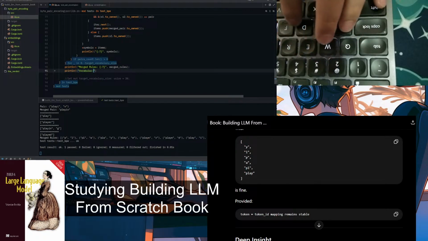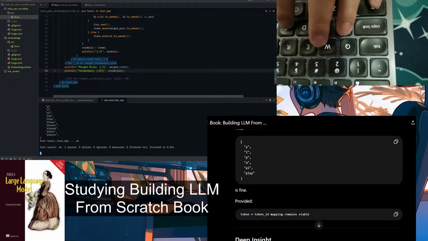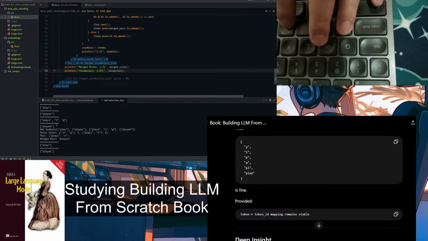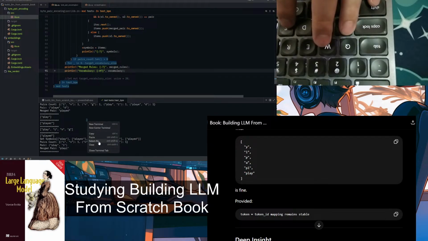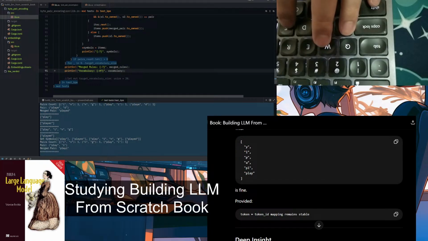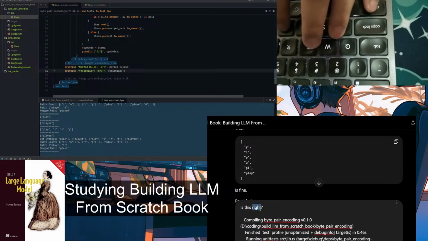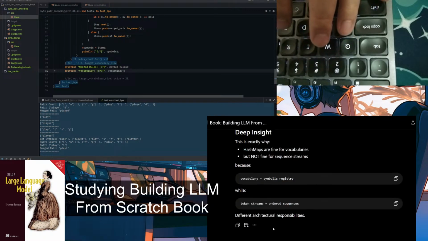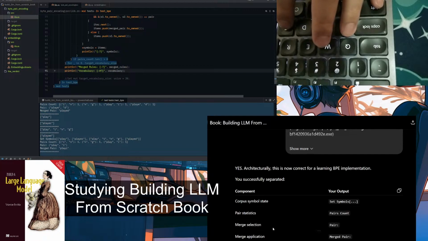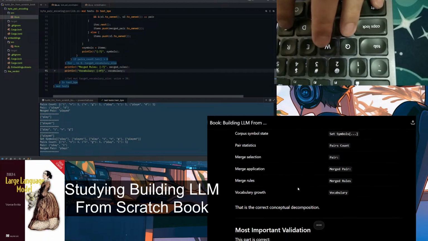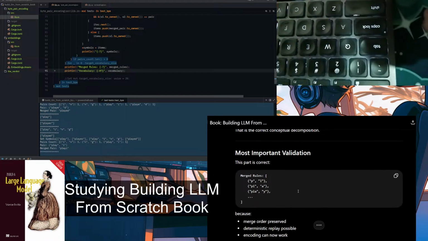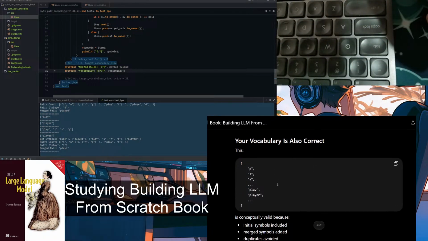Vocabulary. Yeah, so this is my vocabulary. Let's try to submit. Is this correct? This is right. I mean correct. So merge rules, vocabulary.